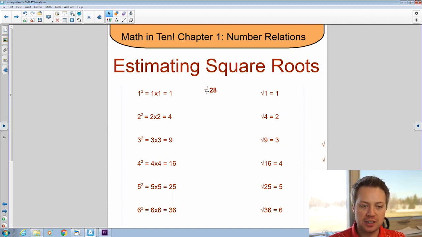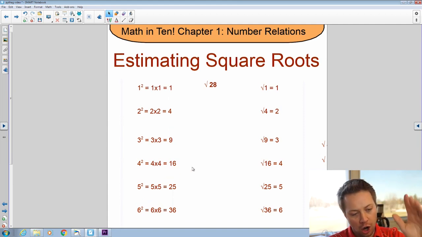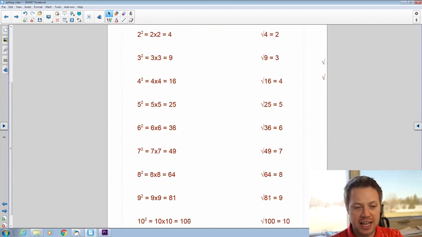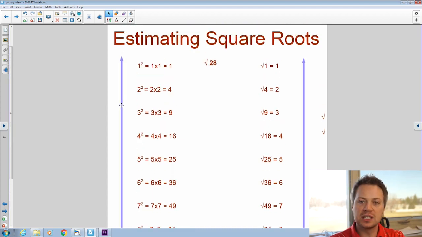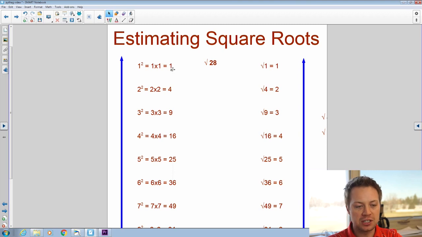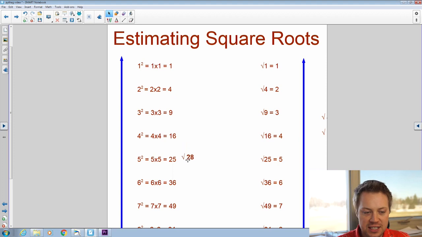And what we're going to do here is use this chart of all the perfect squares, so 1, 4, 9, 16, 25, 36, all the way down to 100, which was 10 by 10. We're going to think of that as a number line. So if we think of this as just a continuous stream of numbers, there's obviously numbers in between all of these perfect squares. So let's find where 28 fits. It's obviously way bigger than 1 and 4, 9 and 16. And of course you can see that it fits somewhere between 25 and 36.